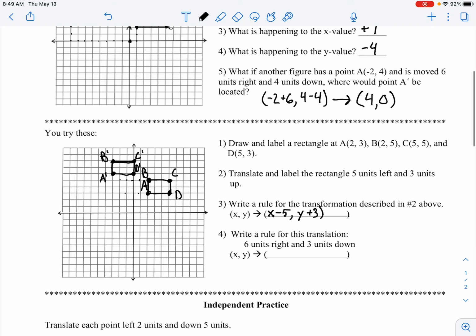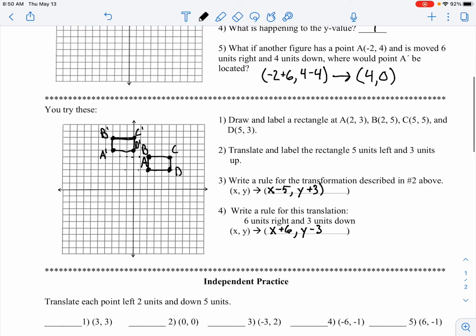Alright, number 4 for this translation, 6 units right and 3 units down, so just like I said before, we would take whatever our x value is and add 6, and then take whatever your y value is, and we're going 3 down, so we're going to subtract 3 from there. And that's as difficult as translations are, so you just see how it's moving and apply that movement to the x and y coordinates, whatever values they may be. And that's how you create the rules for this.